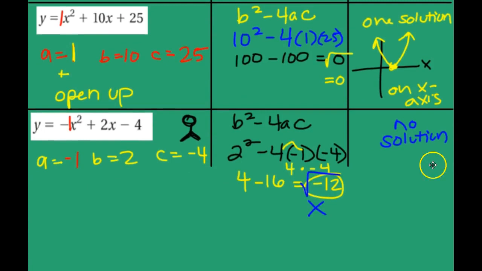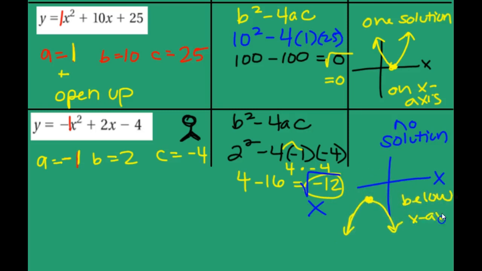Where's the vertex? If it's no solution, that just means it's not touching the x-axis. This graph was a negative. It's opening down then. Our vertex is below the x-axis because it's opening down and it's not touching the x-axis.